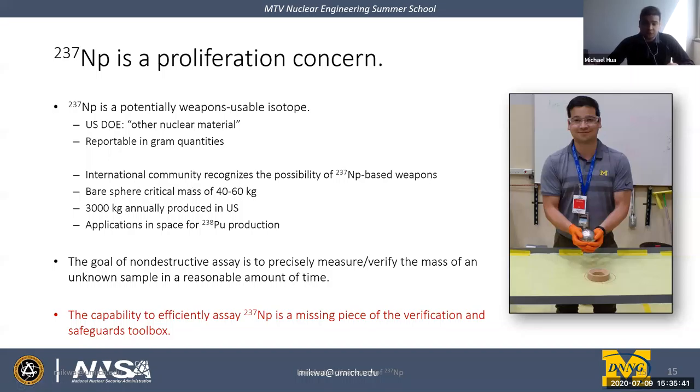The international community knows that neptunium-237 could be used for a weapon. The qualities that normally make an isotope not nice for a weapon, such as self-protecting dose rate, heat generation, or spontaneous fission, do not exist in neptunium-237. 3,000 kilograms are produced annually, but it only takes 40 to 60 kilograms to make a weapon. And there might be commercial application for neptunium-237, especially with the recent SpaceX launch, because RTGs, so space generators, use plutonium-238. You make plutonium-238 by bombarding neptunium-237. This is an isotope that's around. It can be used for a weapon. So we want to be able to perform non-destructive assay. We want to be able to measure it, but we don't have that capability. So we'd like to develop one.